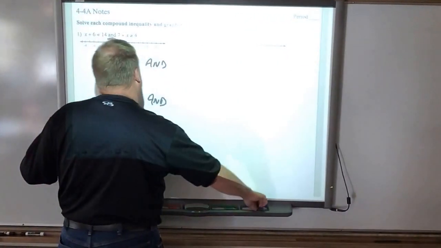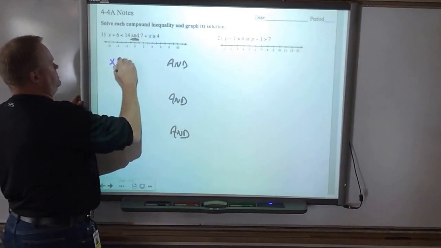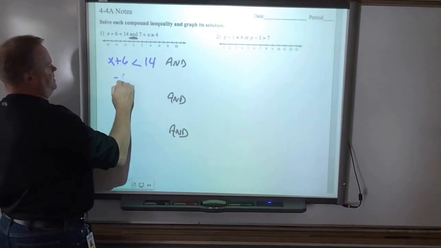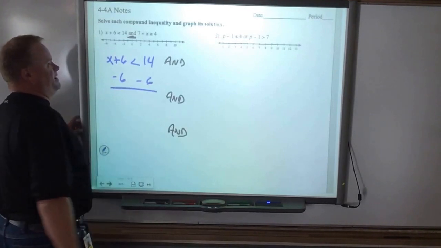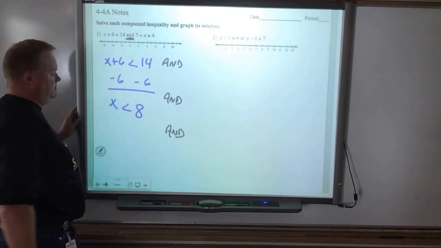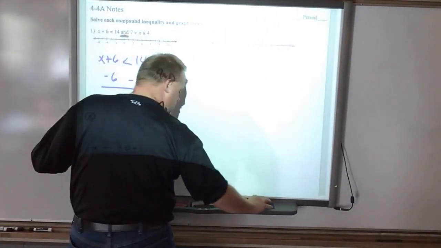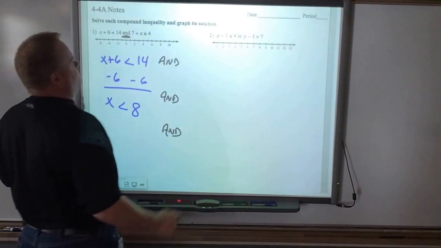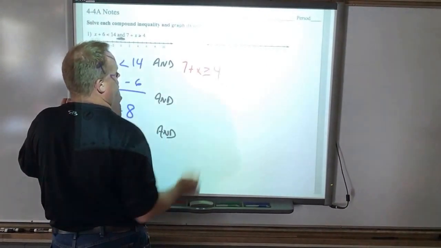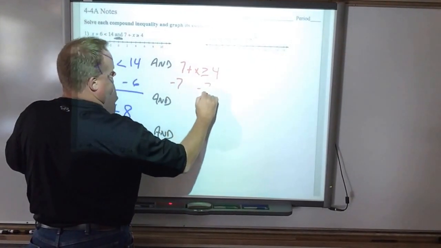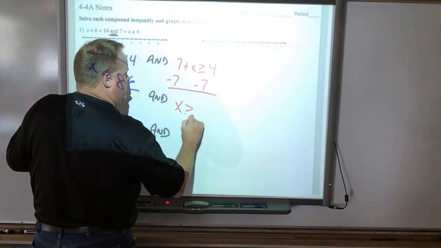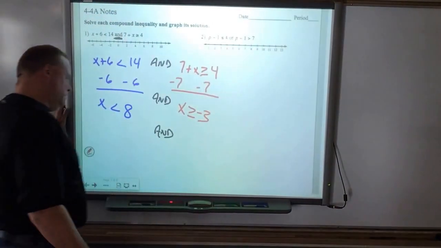All right. First one. x plus 6 is less than 14. This is a pretty simple one to solve. Just take the 6, move it to the other side. I do that by subtracting. So this becomes x is less than 8. And I have an and in there. And 7 plus x is greater than or equal to 4. Take the 7, subtract it from both sides because I need to move it to the other side. That gives me x is greater than or equal to negative 3.